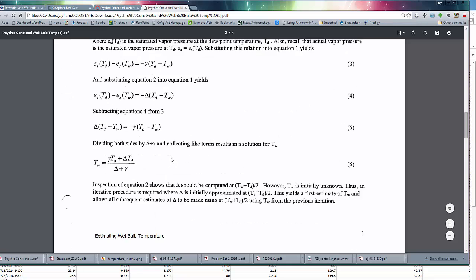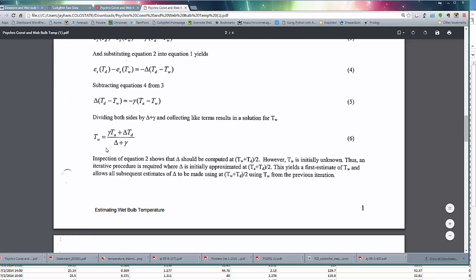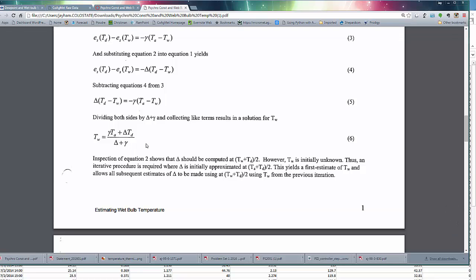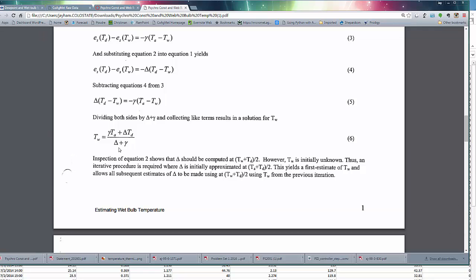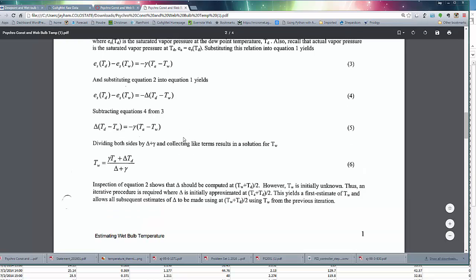And with a little bit of algebra, you can derive this equation, which says we can estimate the wet bulb as a function of air temperature, dew point temperature, the psychrometric constant, and the slope of the saturation vapor pressure curve. The trick is that this slope as computed here should be at the average temperature of the wet bulb and the dew point temp. Since we don't really know the wet bulb temperature a priori, we have to iterate a little bit to get this to work. And that's what I'm about to show you here. It's not too hard in Microsoft Excel.